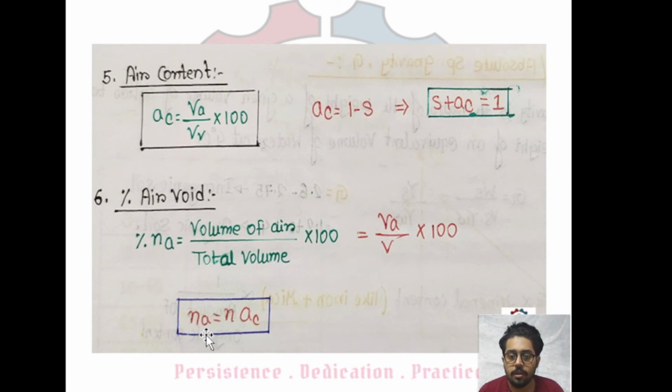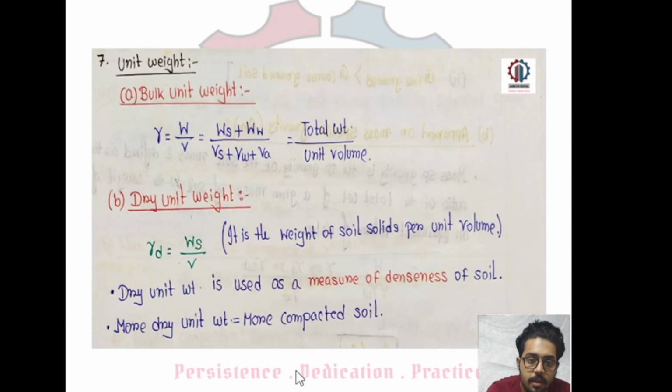Okay, so eta A equal to porosity into air content. It is an easy derivation. Now unit weight. Unit weight is the ratio of total weight by unit volume. Unit weight is the ratio of total weight of soil by total volume or unit volume of soil.